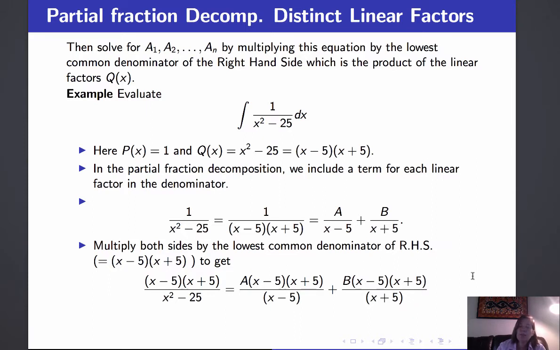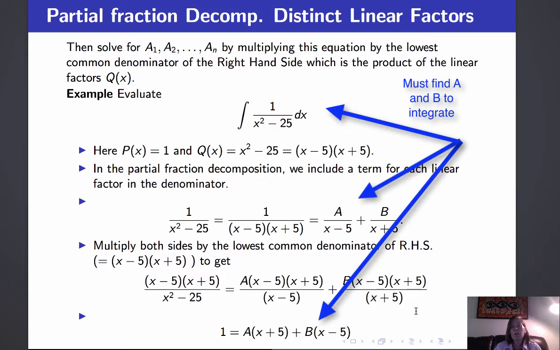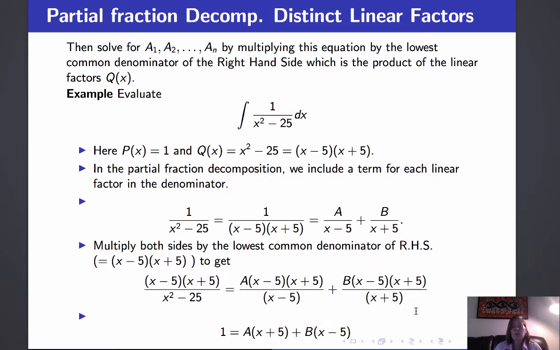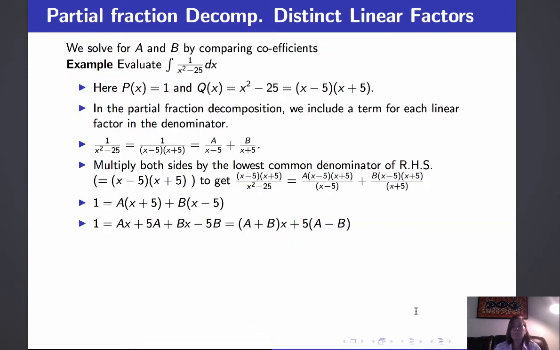Now I cancel whatever factors I can on the right. You see in this first term the x minus 5's cancel, and in the second term the x plus 5's cancel. So all of this reduces to a single equation: 1 equals a times (x plus 5) plus b times (x minus 5). And remember, my goal here is to solve for a and b because this is going to help me simplify the integral I was given.